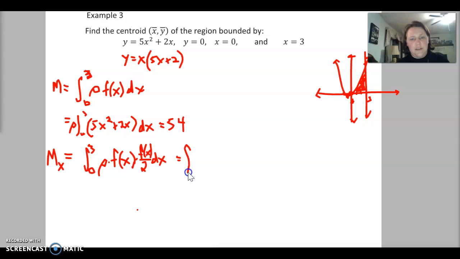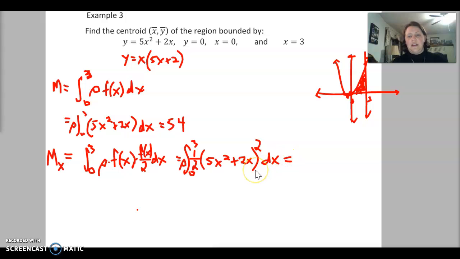So that's going to give us the integral from 0 to 3 of rho. Put rho out in front. Again, we're just going to say that rho is equal to 1. This is going to be f of x squared. So I'm going to take 5x squared plus 2x, and square all of that, dx. And then we also have a 1/2 here also. So don't forget that 1/2.